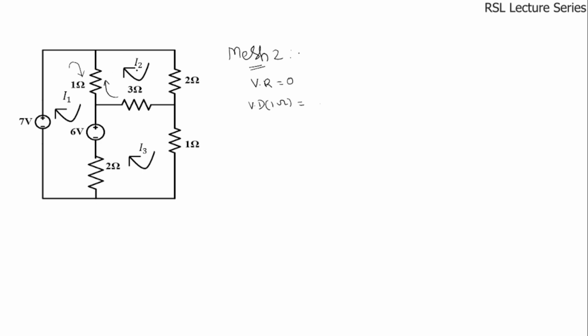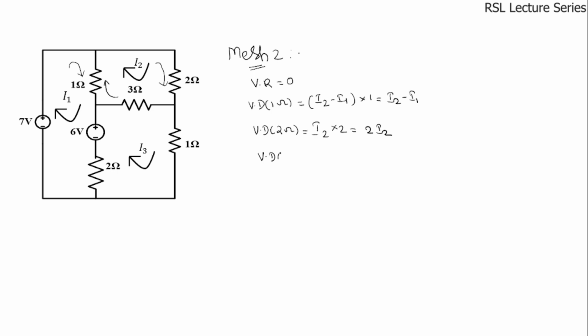Now since we are writing for mesh 2, we have to consider the current flowing through this resistor as I2 minus I1 multiplied by 1. This is equal to I2 minus I1. Next we have to write the voltage drop across the 2 ohms resistor. The current flowing through this 2 ohms resistor is I2. So I2 multiplied by 2, this is equal to 2 into I2.